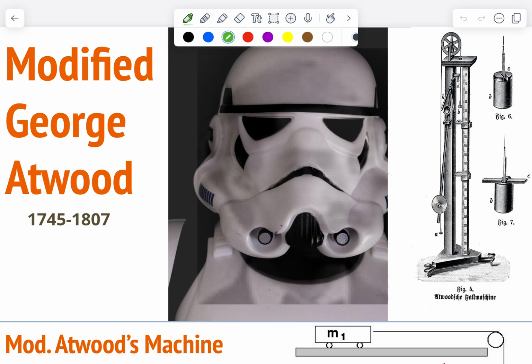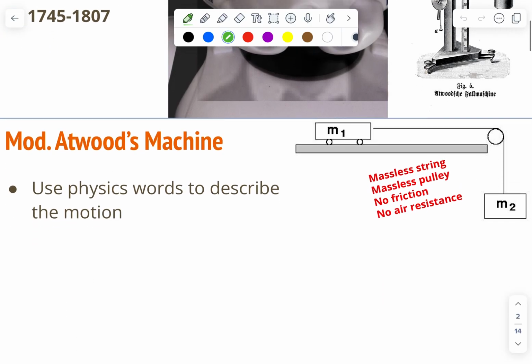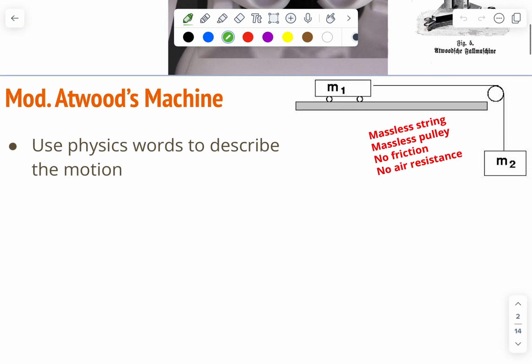Great. This is the modified George Atwood's machine. So it's actually easier than the last one, and I'm just going to get you guys started. I am not going through the whole thing. Here's just to get you started. Use physics words to describe the motion.